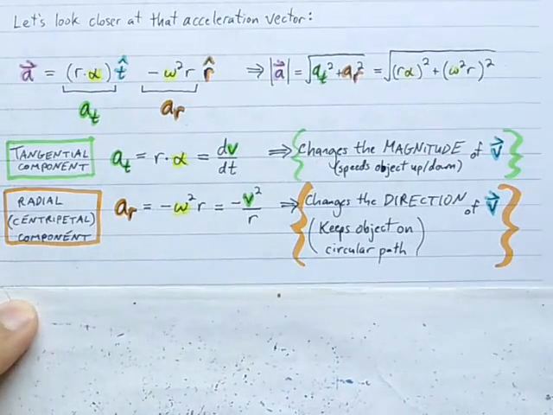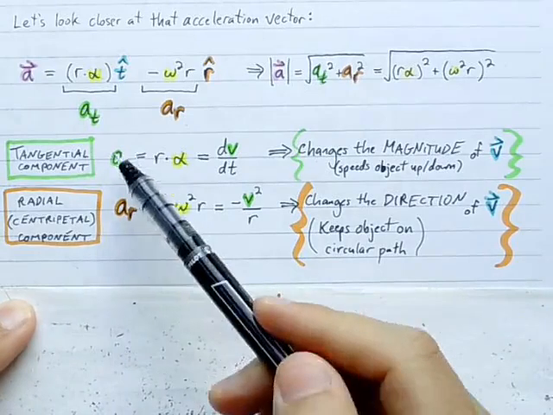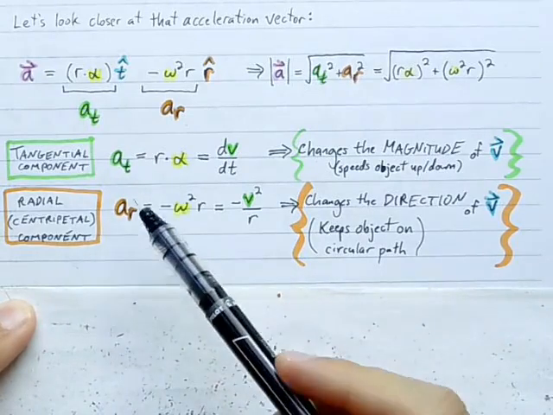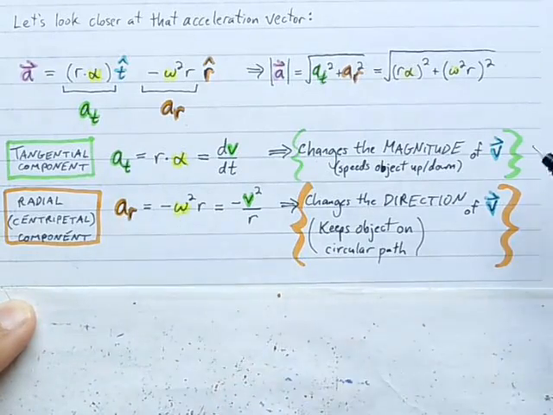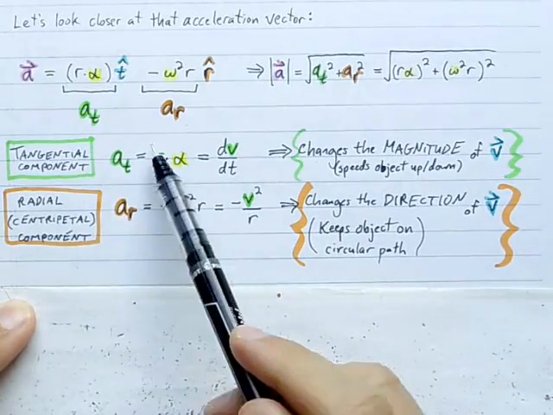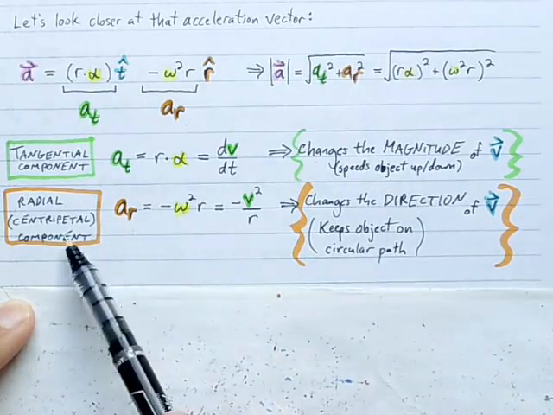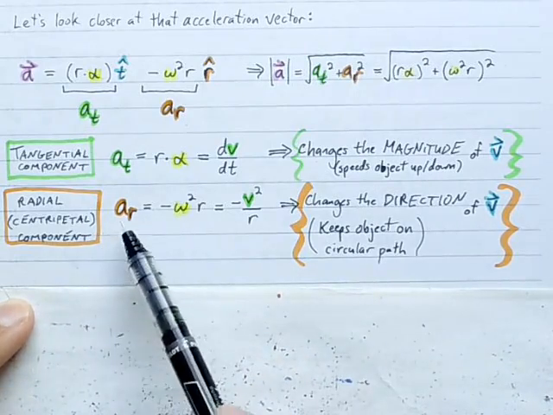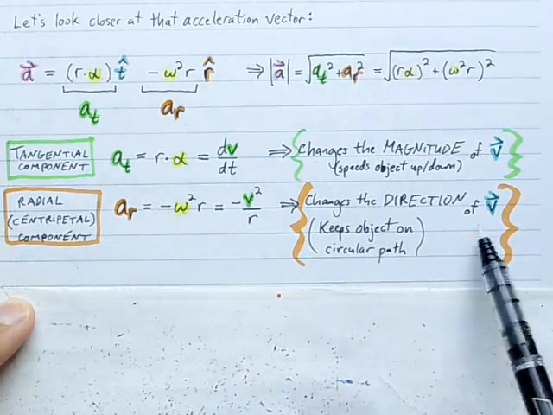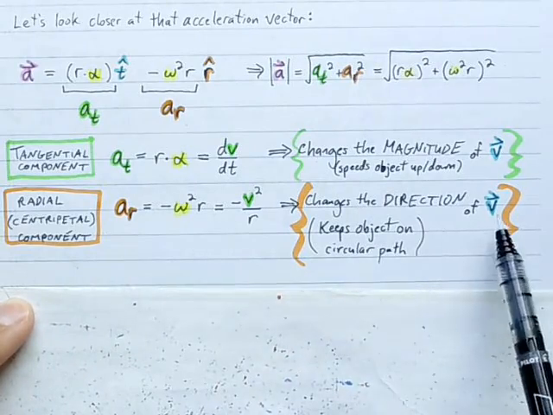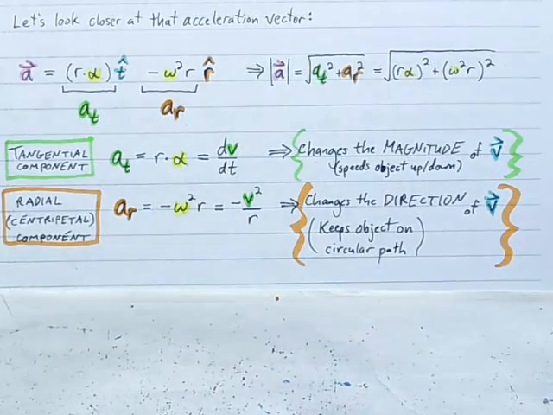Okay, so in a way, these two components of your acceleration control what happens to your velocity. The tangential component, this is like your accelerator or your brake to speed you up and slow you down. The radial component, the centripetal acceleration, this is like your steering wheel to steer you, to change the direction of the velocity.